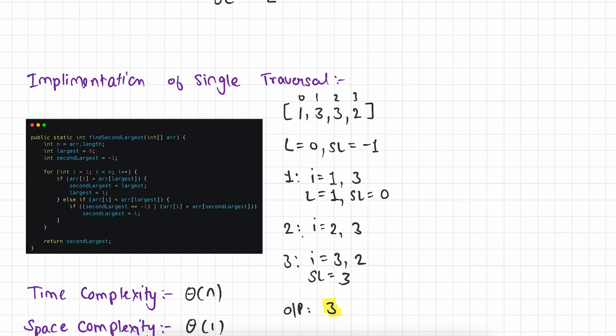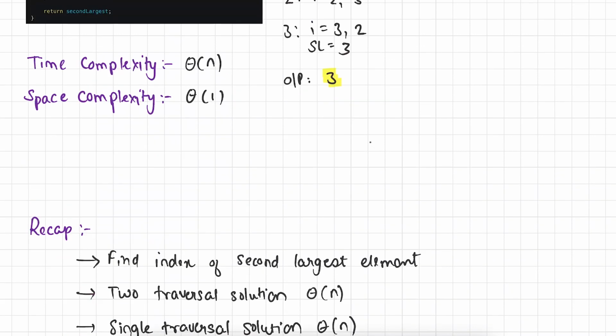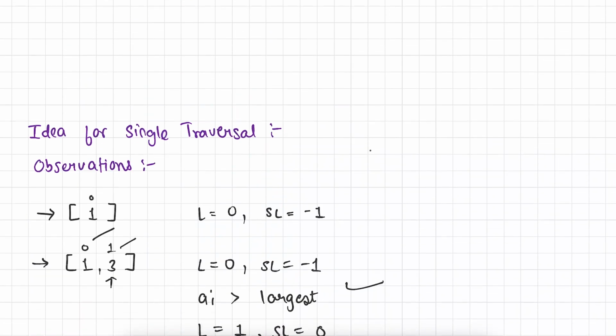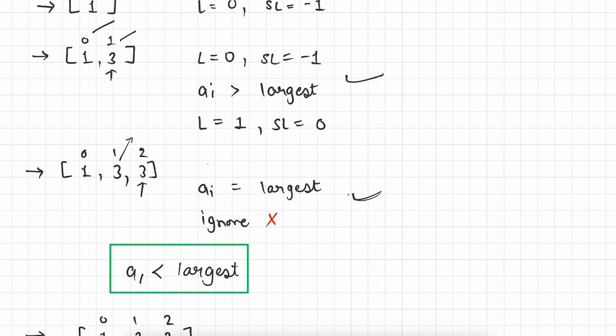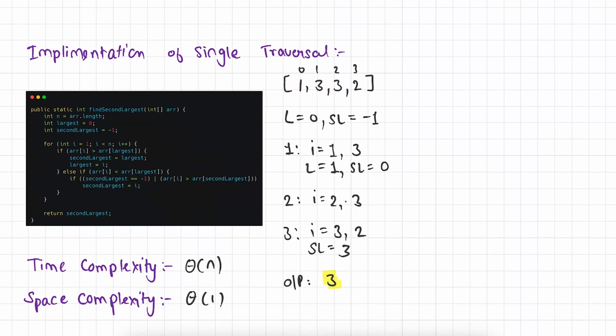In the next iteration, i becomes 2, and the value present at index 2 is 3, and 3 is exactly equal to 3. So we are not handling this case. This is the case we have discussed here, that if the value is the same, then we just have to ignore it. This is the case we have encountered.